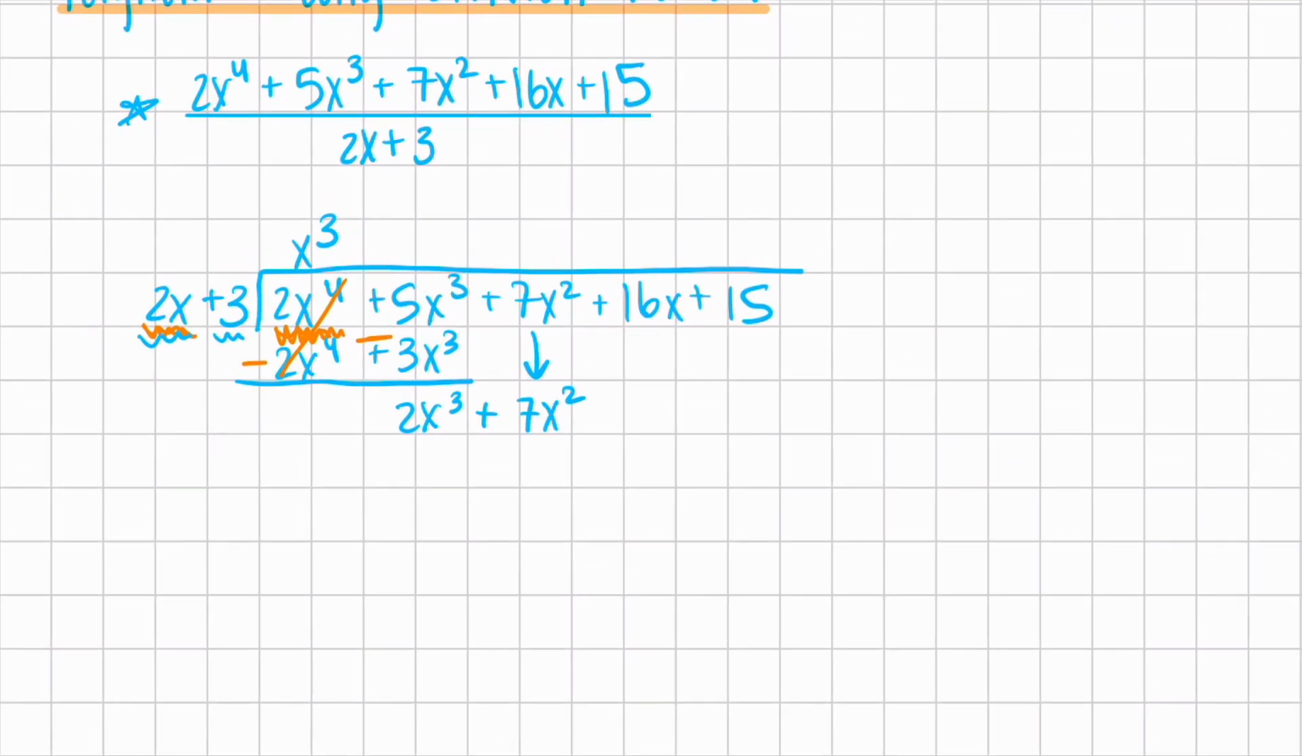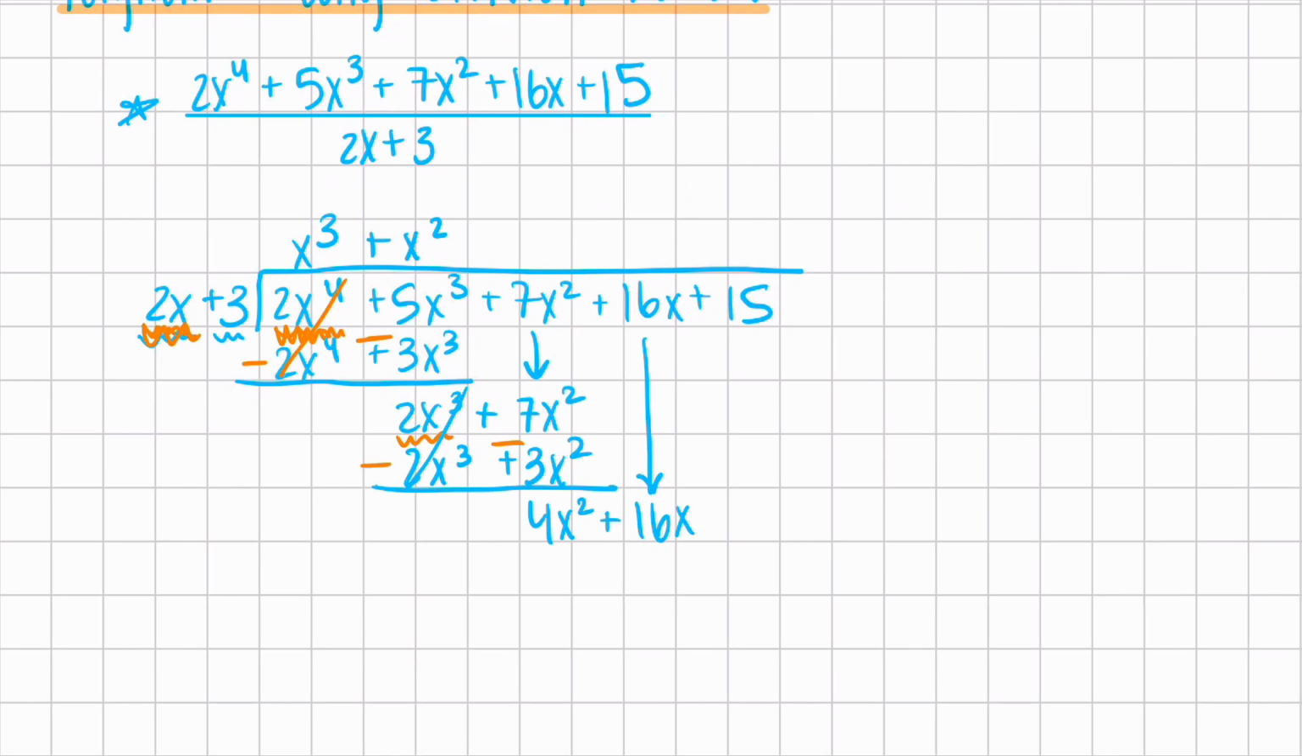So we're going to say 2x times what gives me 2x cubed. That is going to be x squared. I want to distribute the x squared to 2x plus 3. That's going to be 2x cubed plus 3x squared. We want to subtract, so I'm going to distribute a negative. 2x cubed minus 2x cubed is 0. 7x squared minus 3x squared is 4x squared. Bring down the next term.